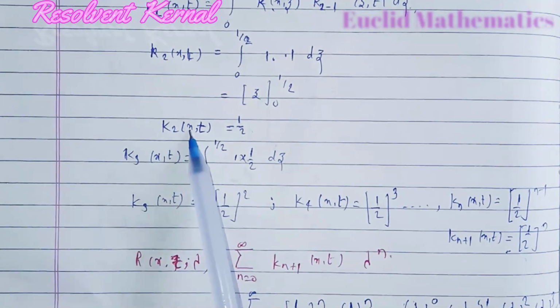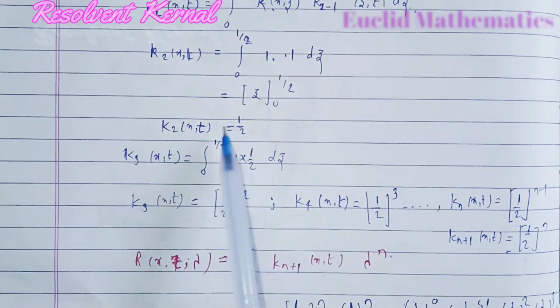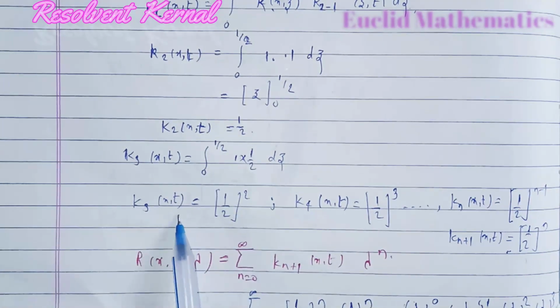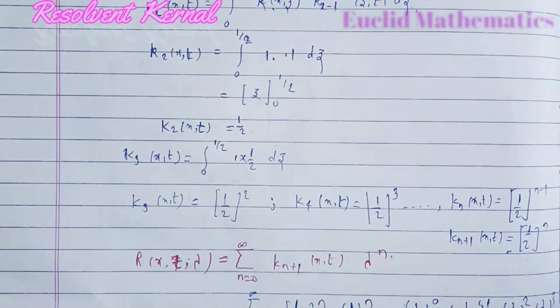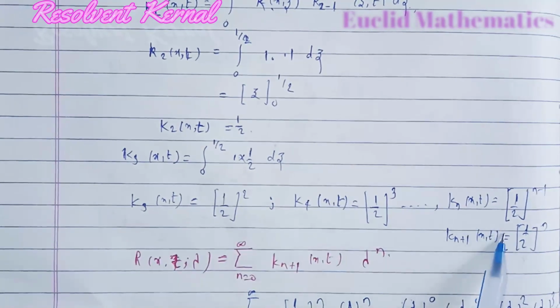So when k2 of xt is 1 by 2, we get 1 by 2. When k3 of xt, we get 1 by 2 squared. Similarly, we don't have to go further for the values of k4 of xt, k5 of xt, or kn of xt, because this is a special type of integral. It repeats the value as its powers only. So 1 by 2 squared, 1 by 2 cubed, 1 by 2 raised to n minus 1.